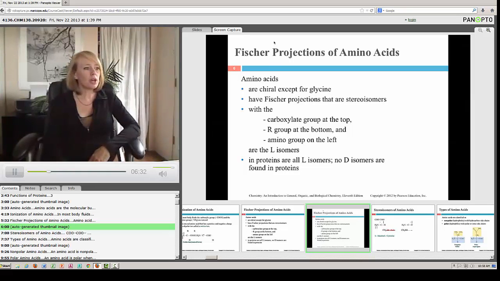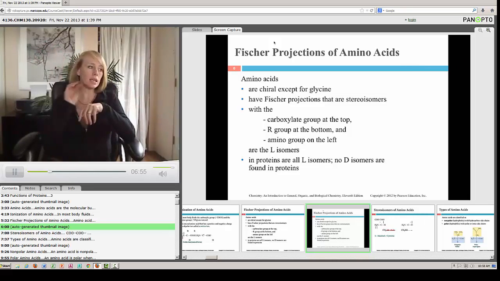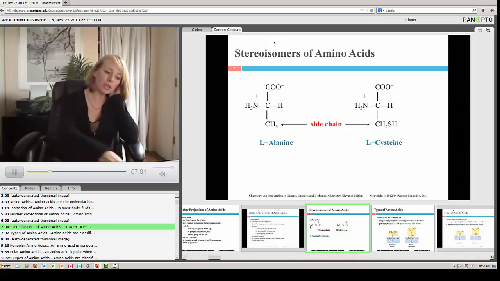So this is just showing you the different stereoisomers of alanine and cysteine, okay? And when you look at the side chain there, that's what's differentiating one amino acid from the other. You look at that central carbon, the central carbon between the nitrogen and the carboxylic acid, is the chiral carbon, and it's the side chain that will determine whether it's the L or the D configuration.